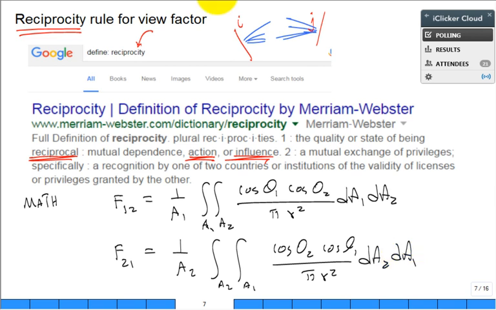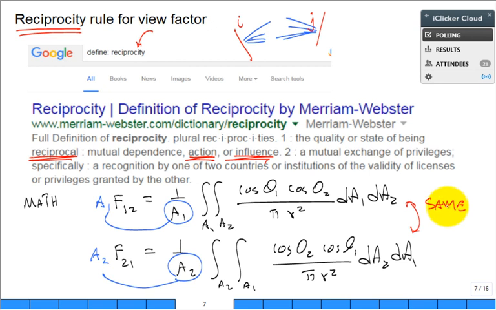What do you think I do here to develop the reciprocity rule? Take this term, put it up there, so we have A1 times F1 to 2. Take this term, put it up there, so we have A2 F2 to 1. And then we take a look at what's left on the right-hand side of both of these equations. They are the same.